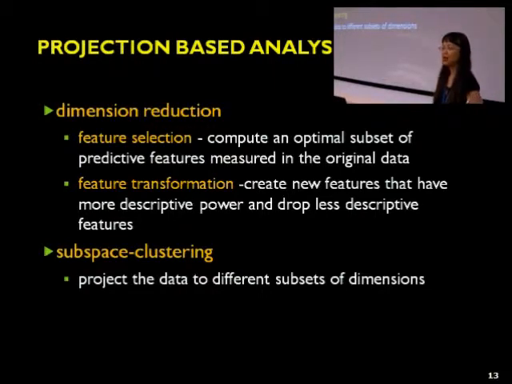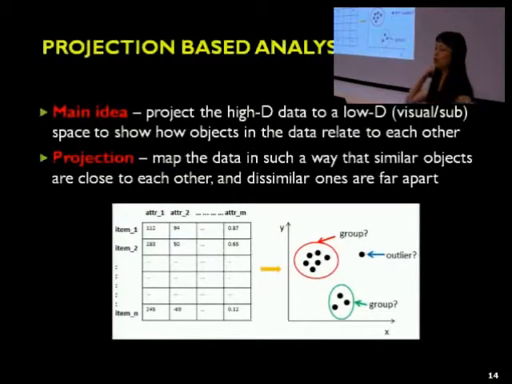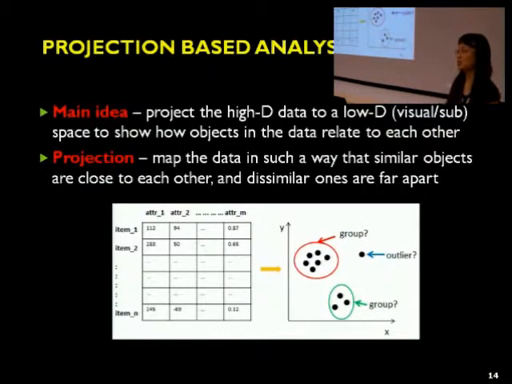The idea of subspace clustering is to project the data to different subsets of dimensions and look for interesting patterns there. I will give some example algorithms of both approaches a bit later. So when we say projection-based analysis, the main idea, and the common thing between subspace clustering and dimensionality reduction, is that both try to project the high-dimensional data to a lower-dimensional space to show how objects in the data relate to each other.